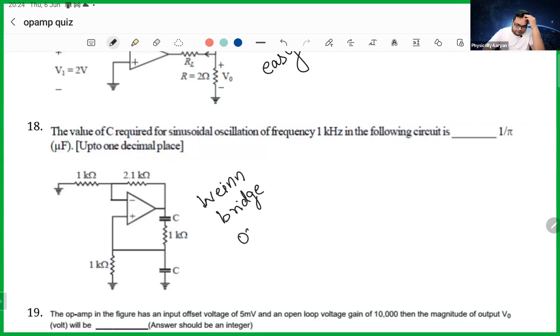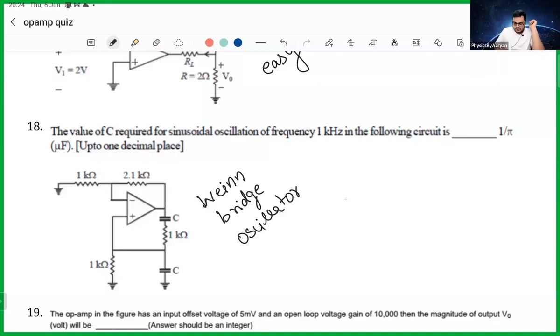I have never seen this question in CSIR, but it can be asked, because this time a multivibrator question was there. I sent you one lecture yesterday as a recommended lecture, and that was astable multivibrator. Similarly, this is the Wien bridge oscillator. Let's see if we can solve this question based on current knowledge. What value of C is required for a sinusoidal oscillation of frequency 1 kilohertz in this following circuit? So the frequency is given, and C is asked.